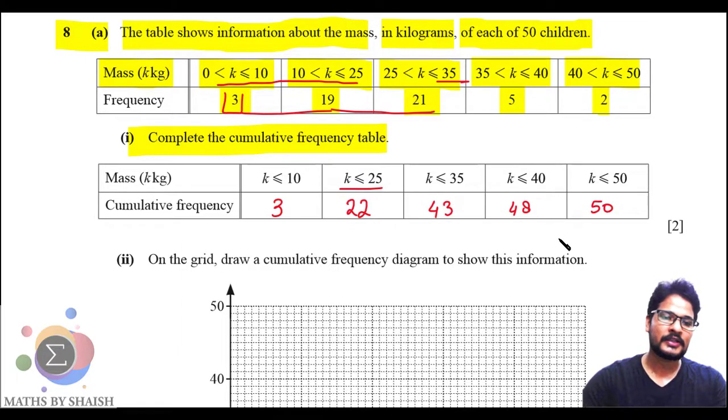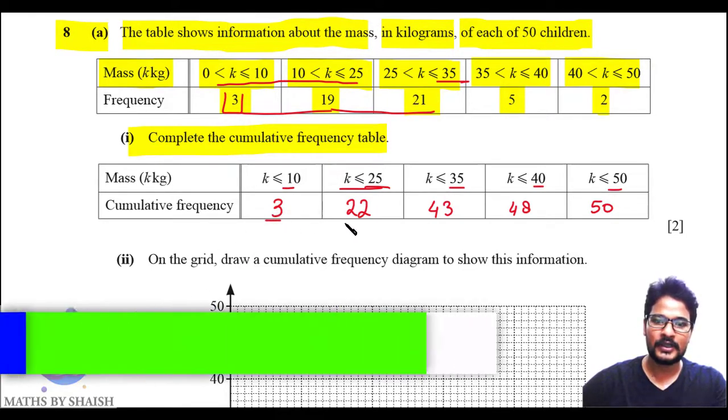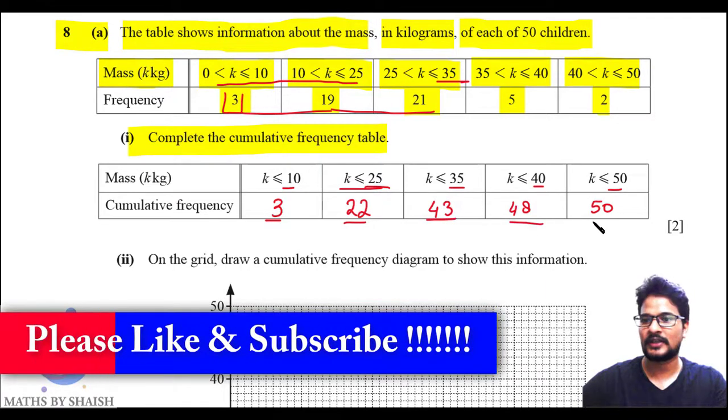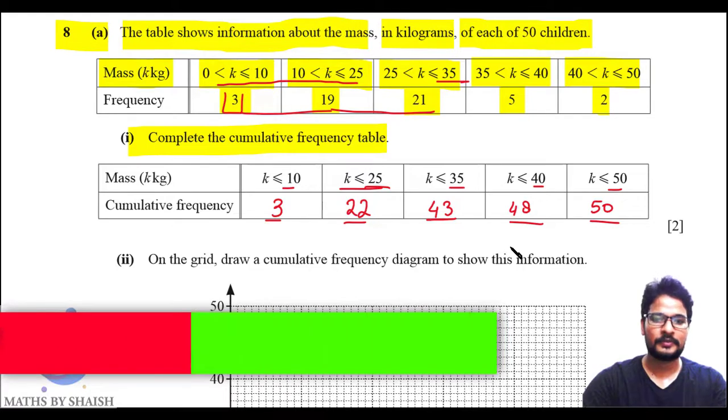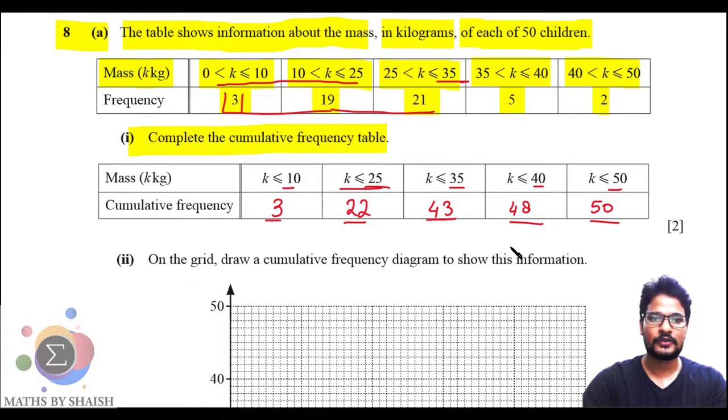And then the next part is: on the grid, draw a cumulative frequency diagram to show this information. For this cumulative frequency diagram, on the x-axis we will mark 10, 25, 35, 40 and 50, and the corresponding values on the y-axis will be 3, 22, 43, 48 and 50. So I will draw on another page so that we can see how it looks.